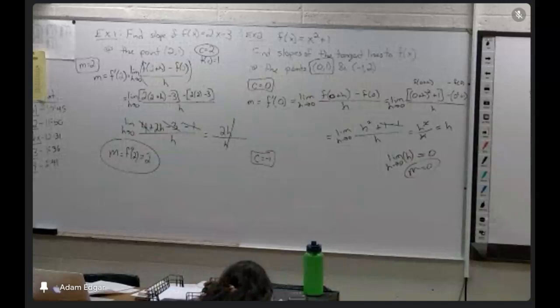And then if you got that, jump over here to number 30 and set up the limit that you'd have to do for the point 5, 2 with that function.